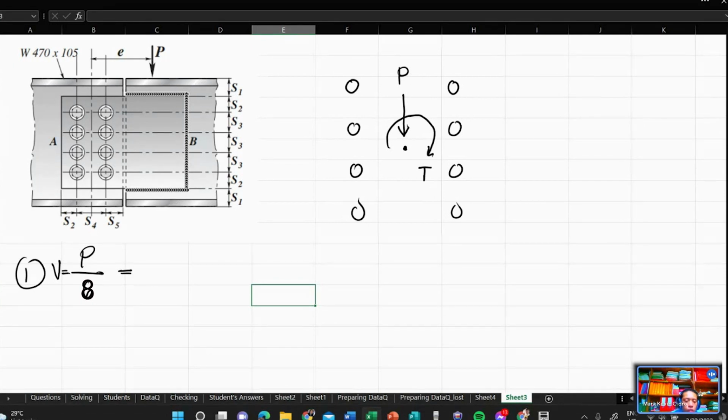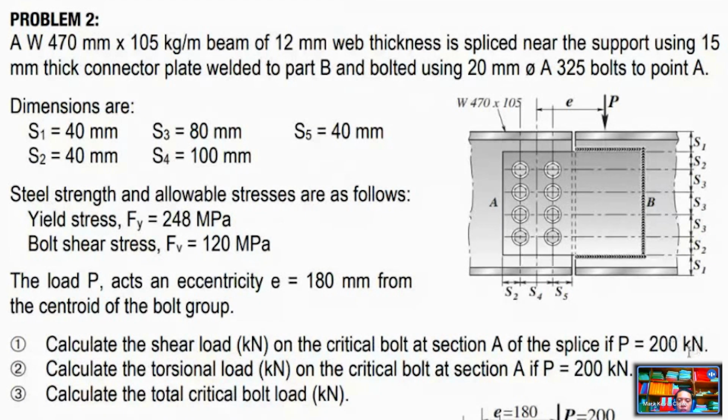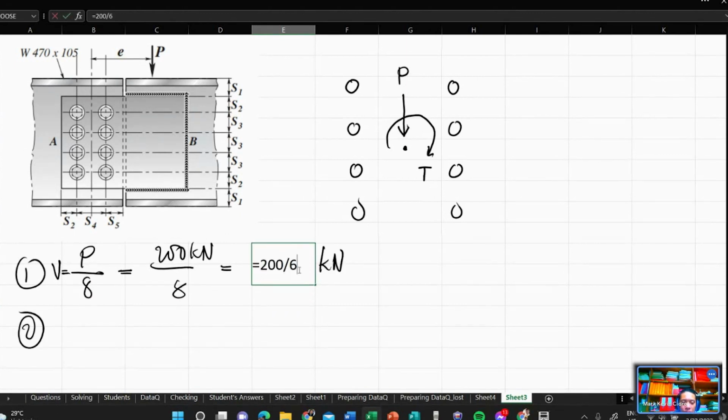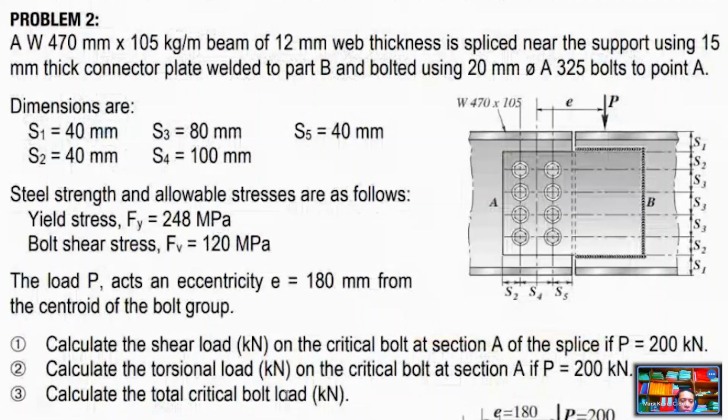What's the value of your P? P is equal to 200 kilonewton. 200 over, this is in kilonewton, there are 8 bolts. The answer is 25.